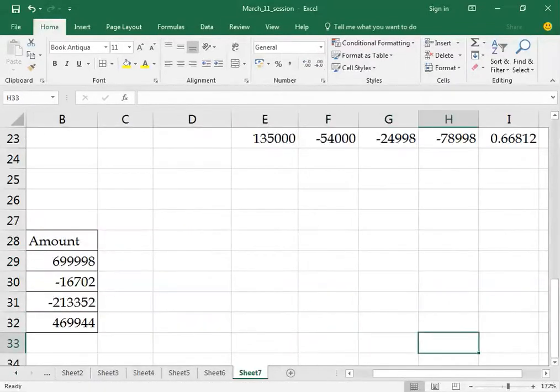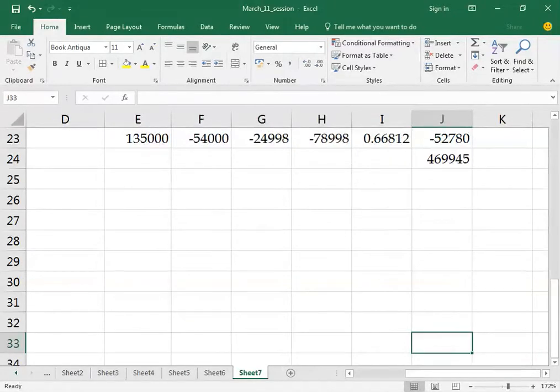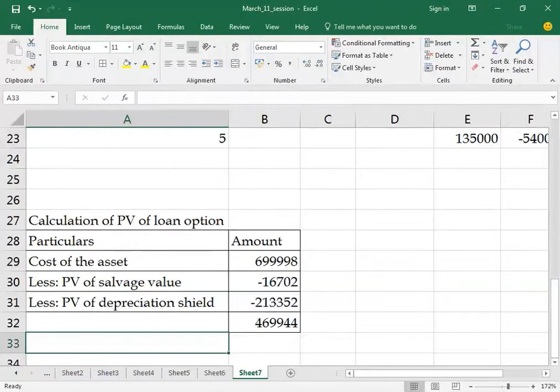4,69,944 and 4,69,944 exactly matching. So you don't have any difference in the answer. So whenever the discount rate is same as after tax cost of debt, cost of the asset is the first item. Second item is present value of salvage value, present value of depreciation shield. Now why is this matching?